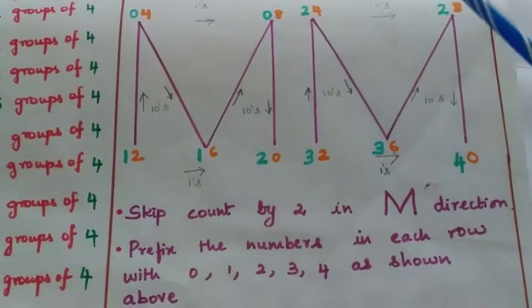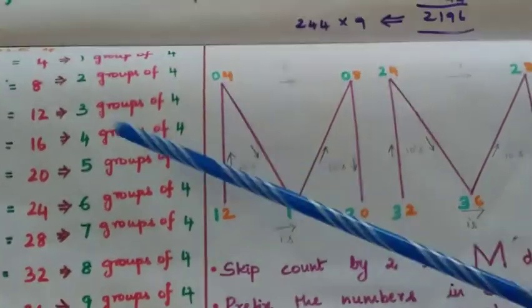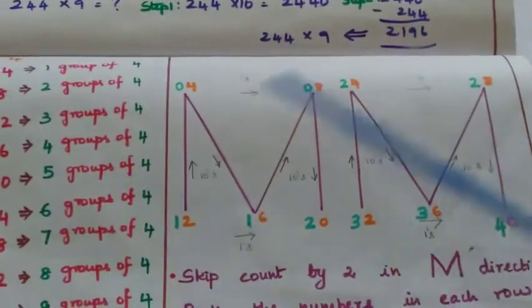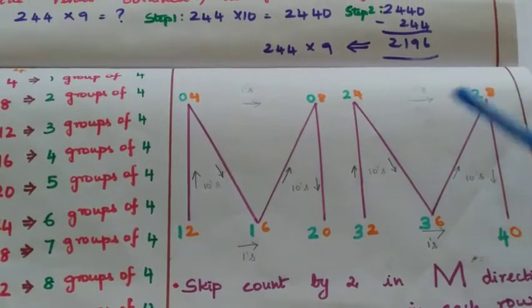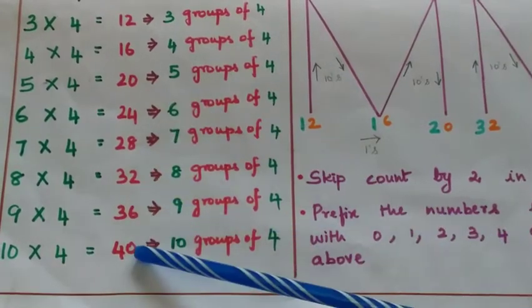If you look at the first M here, it is 4, 8, 12, 16 and 20, which forms the first 5 rows of table 4. And if you look at the second M, it is 24, 28, 32, 36 and 40, which becomes the next 5 rows of table 4.